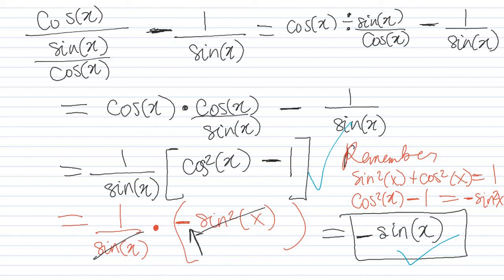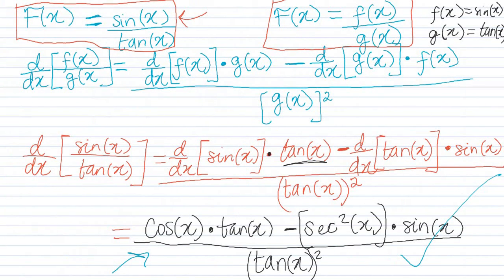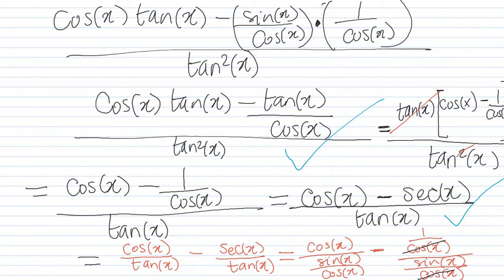Imagine if you had to memorize what an answer would be, would you rather memorize negative sine x, or would you rather do this: cosine x multiplied by tan x minus secant square x multiplied by sine x, divided by tan square x? That's a lot of work to do, and we don't have time. So that's basically the answer.